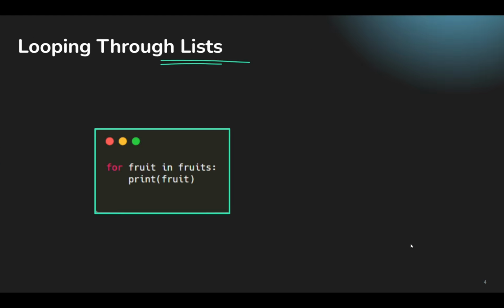Loops get really powerful when combined with lists. Here, the for loop goes through each fruit and prints it out. This process is called iterating. With just 2 lines of code, we can handle any number of items, whether that's 3 fruits or 300.